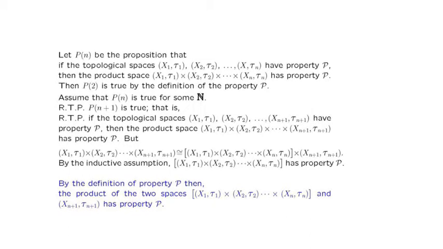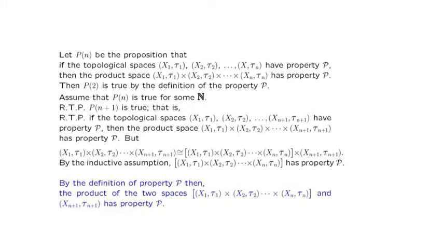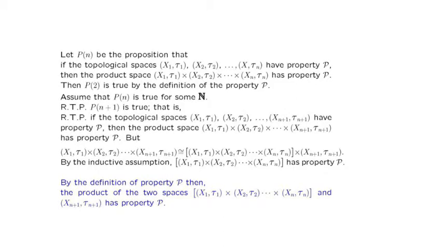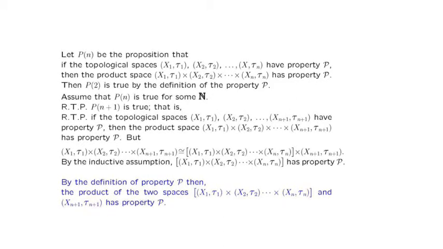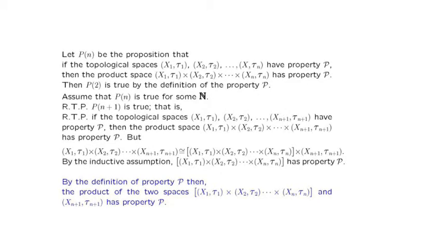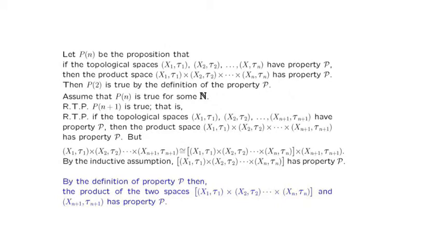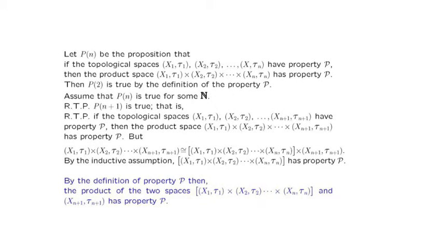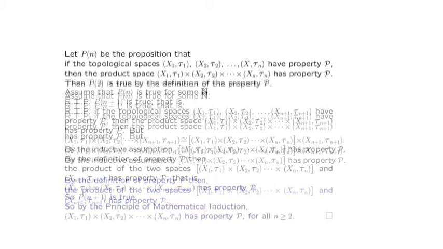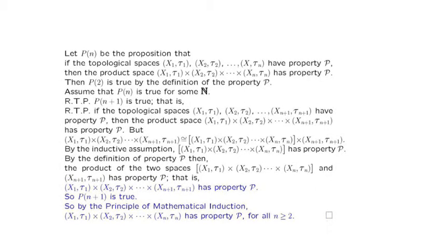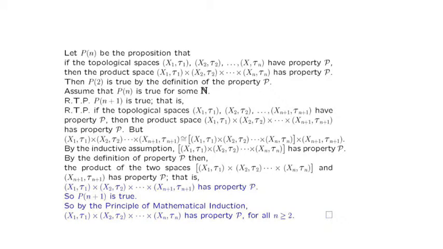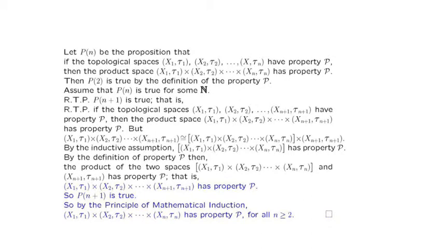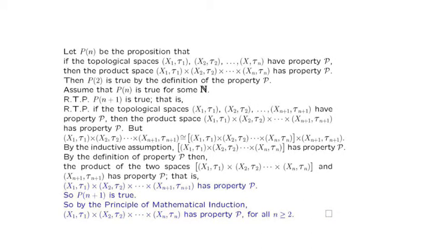But by the definition of property P, the product of the two spaces X1, τ1 up to Xn, τn and Xn+1, τn+1 has property P. So we have the product of these n+1 spaces is homeomorphic to a space with property P. So the product X1, τ1 up to Xn+1, τn+1 has property P. So P(n+1) is true.